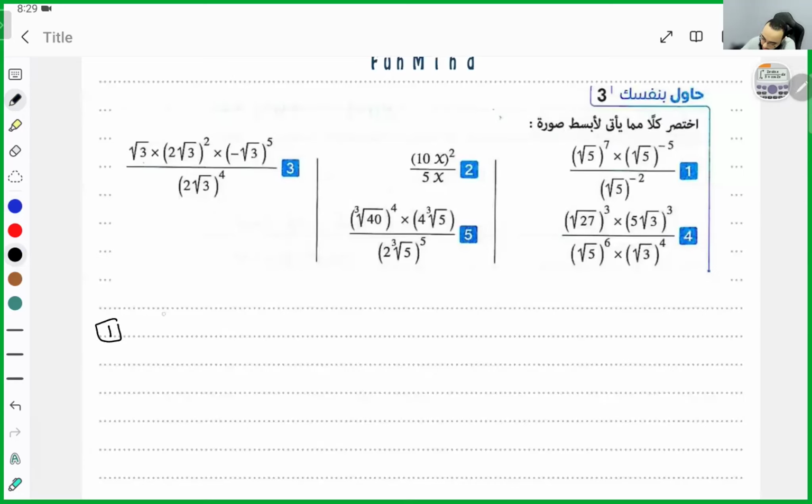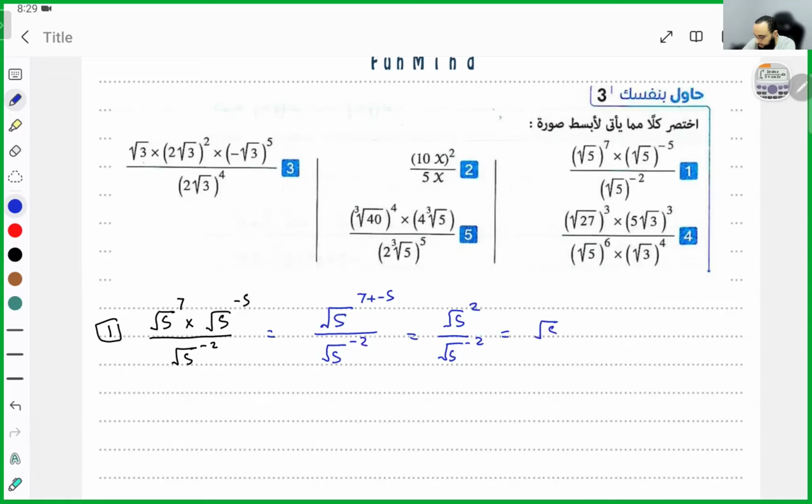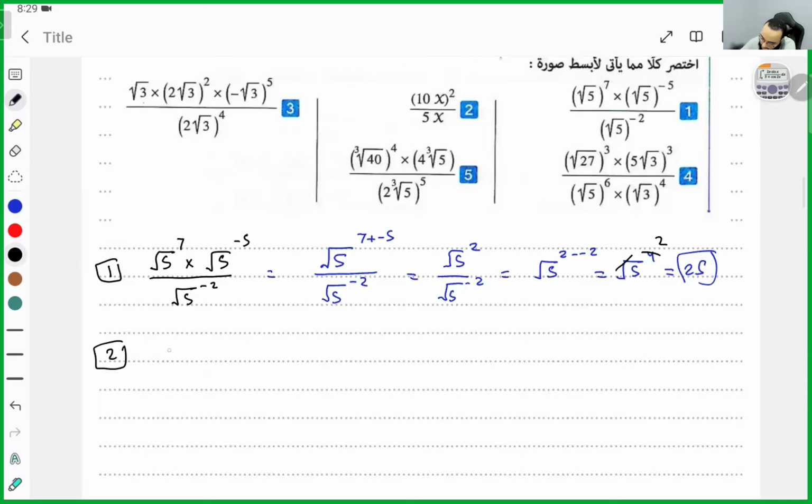You know, it's root 5 power of 7 times root 5 power of negative 5 over root 5 power of negative 2. It's root 5 up, power of what? 7 plus negative 5, which is 2. Up is 2, down is negative 2, then the negative answer is 2 minus negative 2, which is 4. Root 5 power of 4, how? It's 25. Get the next. It's 10 power of x, all power of 2 over 5x.